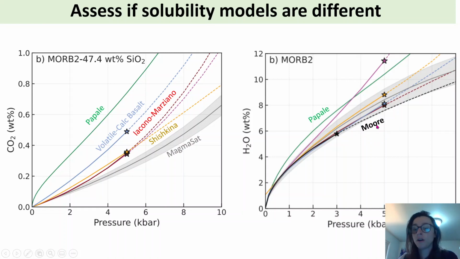because this is only a water model. And what you can see is that while pretty much all of the models lie outside the error range of MagmaSat for CO2, for water, other than Iacono-Marziano and Papale, they all pretty much lie within that error window. And this is something we see when we look at a broad range of melt compositions. In general, CO2 solubility is very, very different between models, whereas water solubility is more similar.